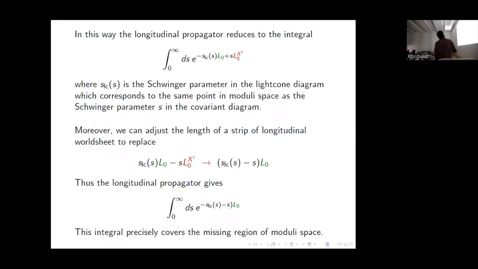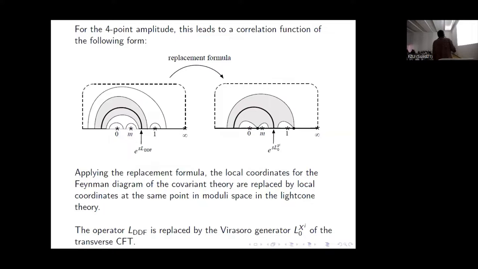So in this context, it turns out that the longitudinal propagator takes this form, where we've used the replacement formula to replace LDDF with the genuine transverse Virasoro generator. And we have this Schwinger parameter S still here. But now in front of L naught is some function S light cone of S. This S light cone should be determined such that the length of the propagator strip of the light cone gauge Feynman diagram corresponds to the same point in moduli space as the length of the propagator strip of the covariant Feynman diagram.